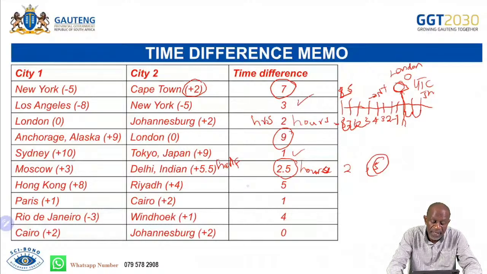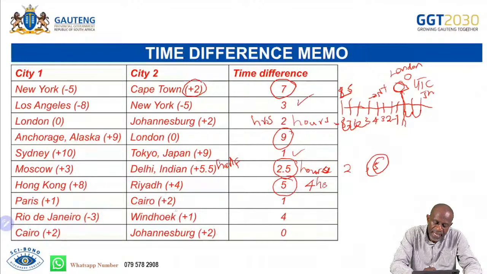Hong Kong is at +8 and Riyadh is at +4. So Riyadh is at +4, Hong Kong is at +8. Now the time difference here cannot be 5, but it will be 4. So it will be 4 hours of time difference. 8 minus 4, you'd have 4 remaining.